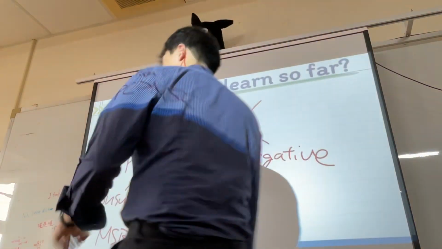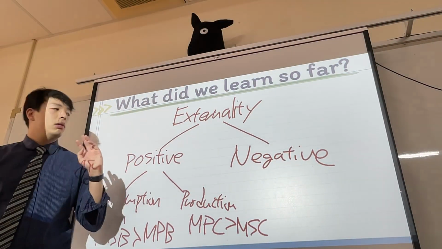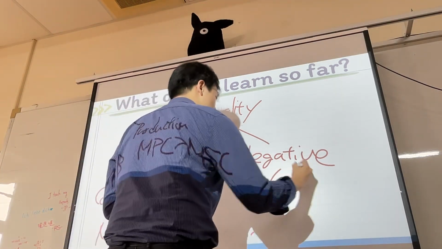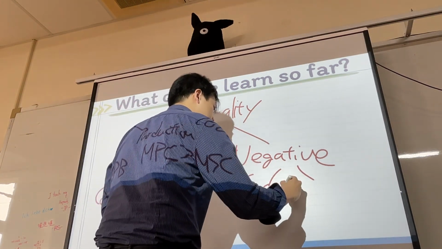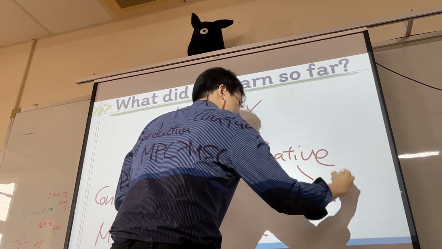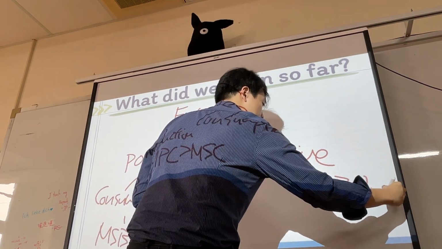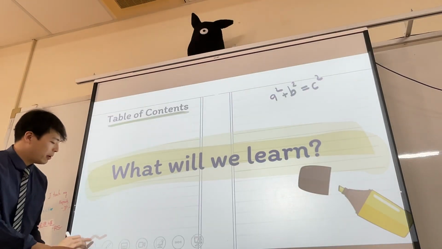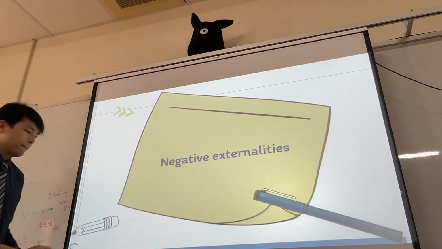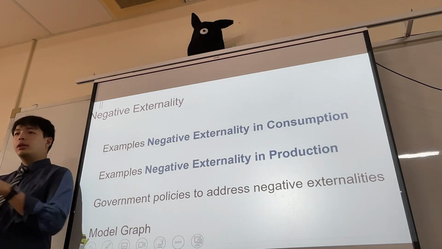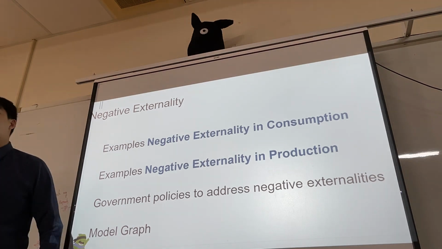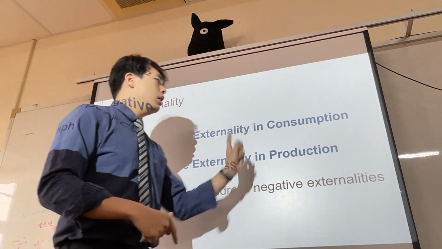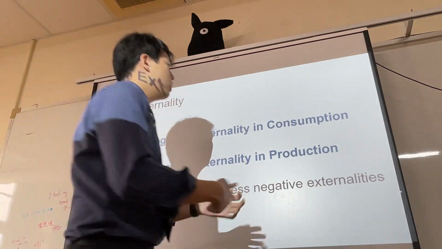All right. Now, this is from yesterday, okay? Now, negative, same idea. Consumption and production. Negative can also be separated into consumption and production. No surprise. Don't forget, when we talk about consumption, you are not making anything, okay? You are wasting.